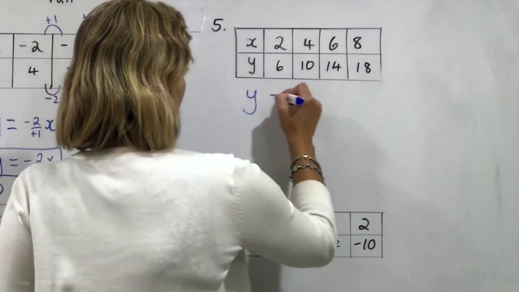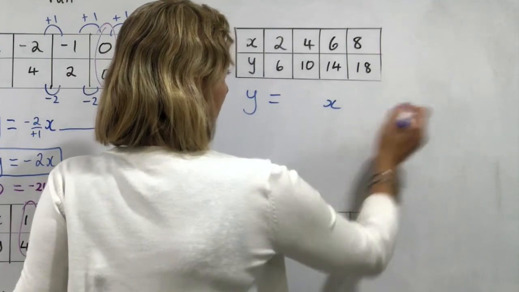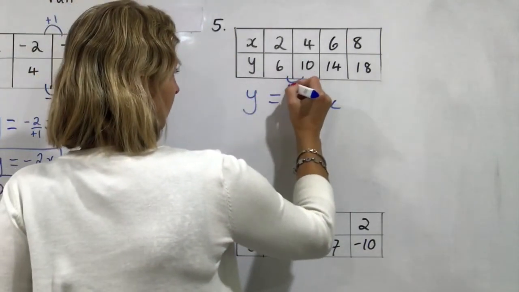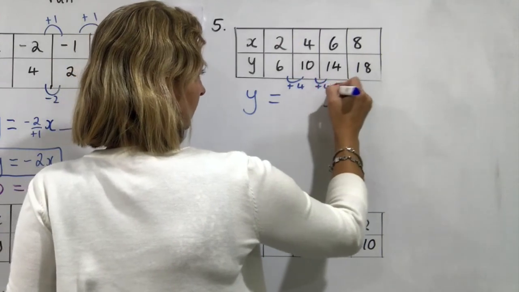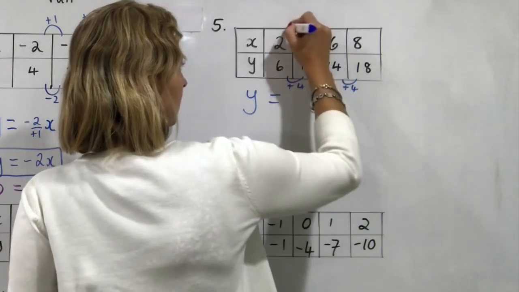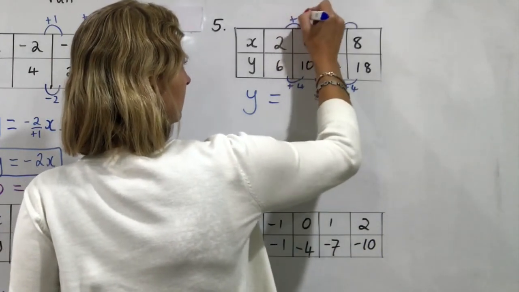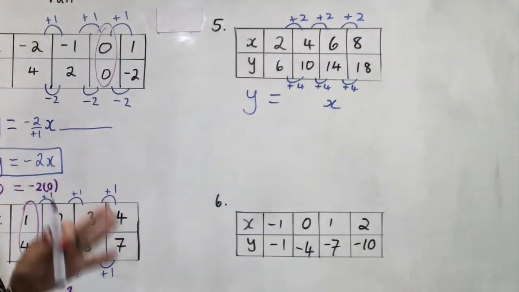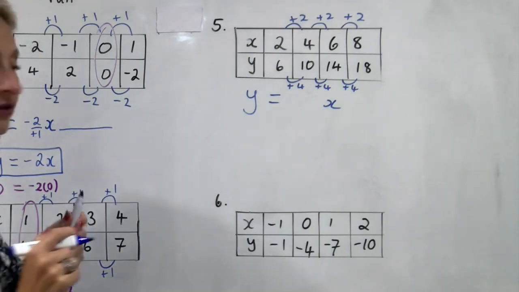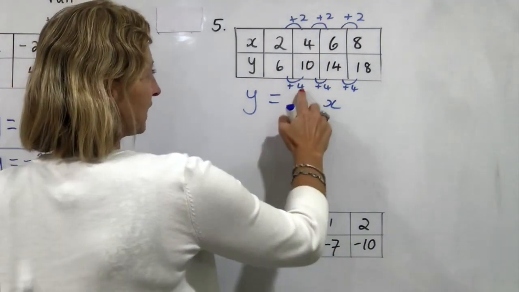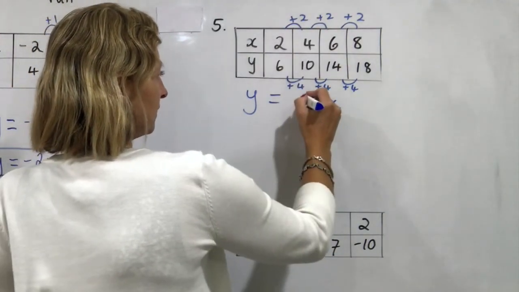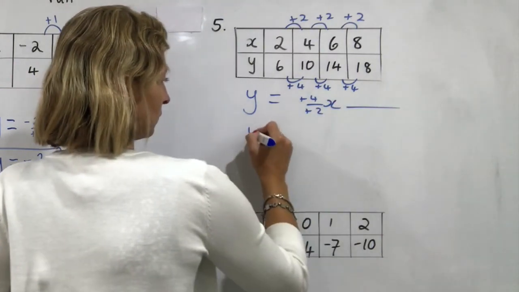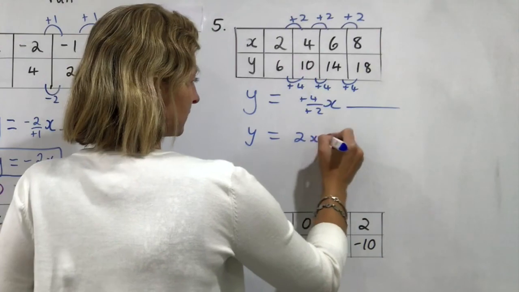I have y equals something x plus or minus something. These are going up by 4. And these are going up by 2. We're not worried that some of them are going up by different numbers. We just follow the rule. We just follow the pattern and do what we know how to do. We know the number in front of the x is the rise over the run. So that's plus 4 over plus 2, which is y equals 2x.